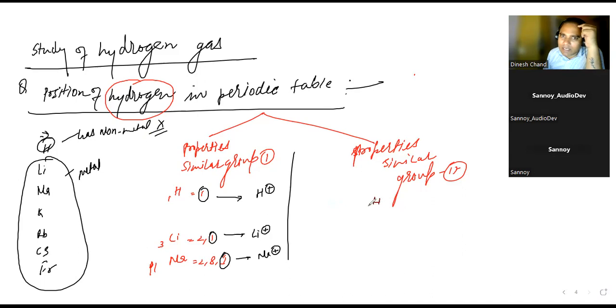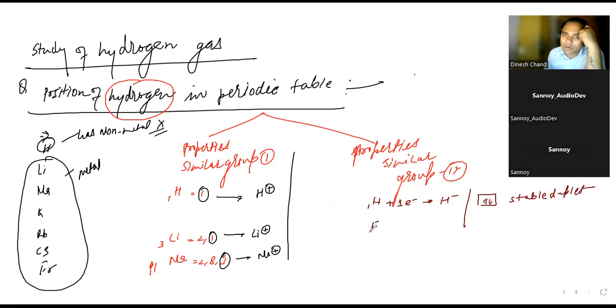Hydrogen has 1 electron. It can gain 1 electron and form H minus. Now it has the configuration 1, 2. That is 2 electrons, right? A stable duplet. Yes or no? H minus means 2 electrons.